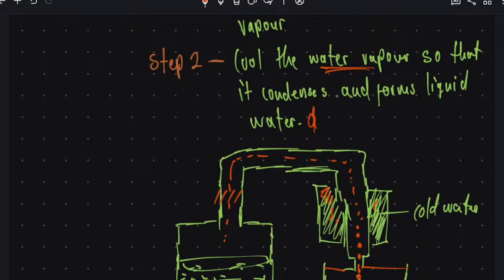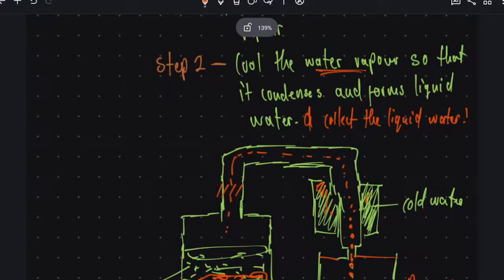And collect the liquid water. You have cooled it and you collect it. This is now your distilled water. Water that has gone through distillation. Simple fixture. Very simple fixture.